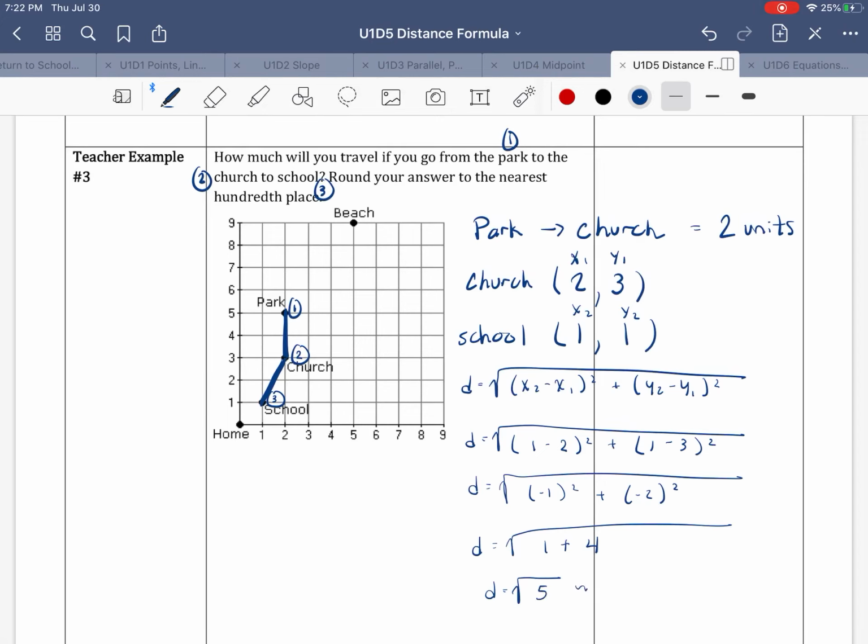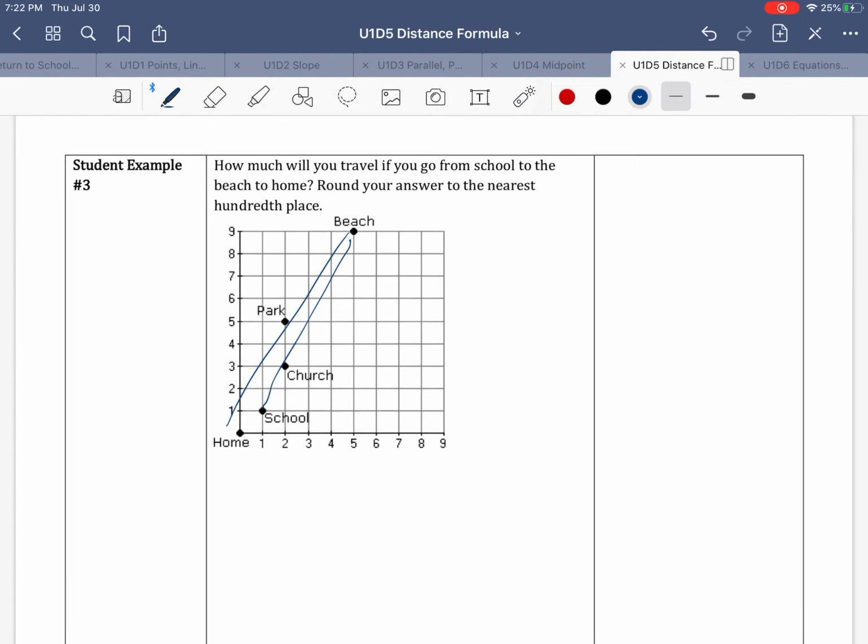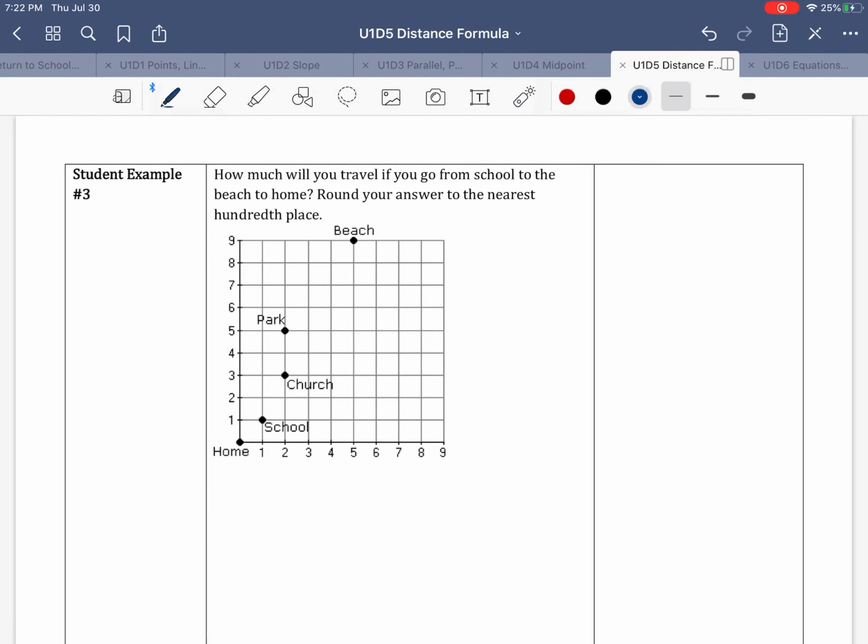And if we plug that into the calculator, you get 2.2. So we know that from the park to the church is 2 units. From the church to the school is 2.2 units. We add those together, and we get a total of 4.2 units. All right. So try the student example on your own.